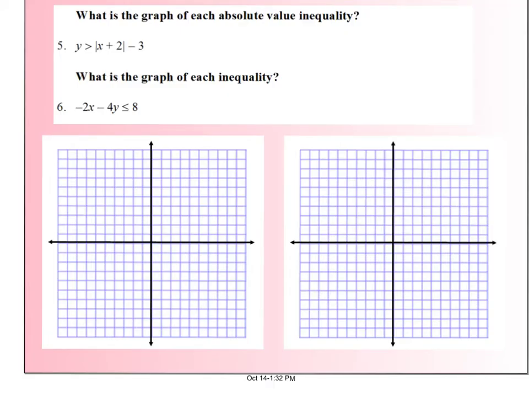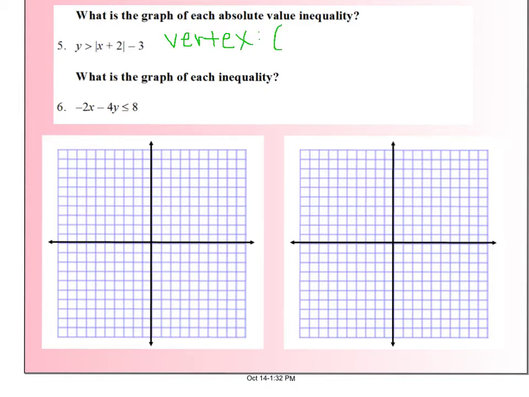So for 5 and 6, we're looking at graphs. I need to create these graphs of these inequalities. The first one, I'm looking at this, and the first thing I see are these absolute value bars. Whenever you see absolute value, I want you to think V and vertex. So the first thing I'm going to do is identify my vertex.